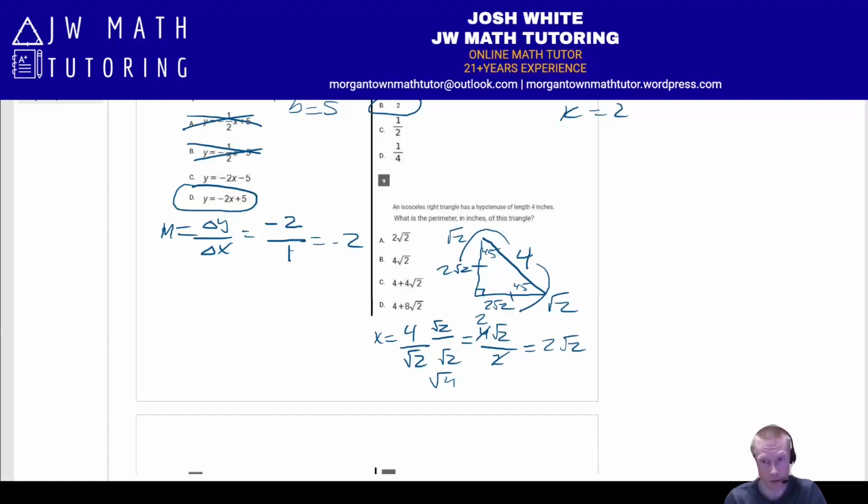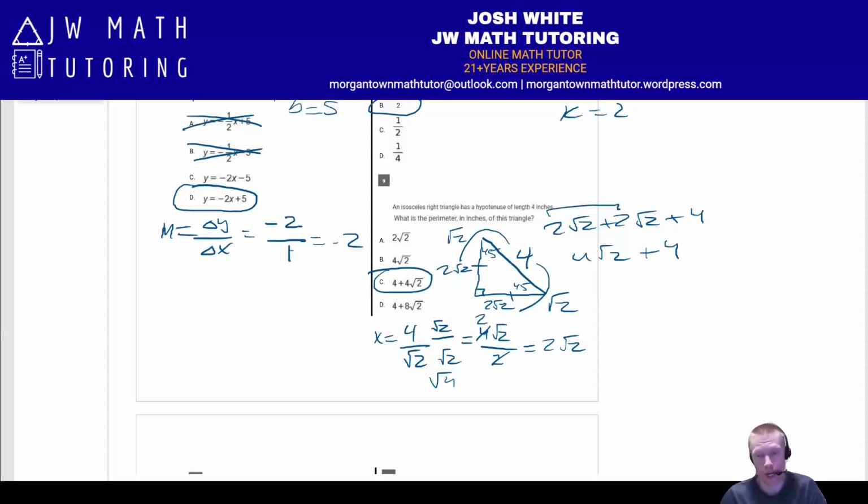I'll show an alternate way you could have gotten these just after I'm done with this. So what's the perimeter now? 2 root 2 plus 2 root 2 plus 4. So that should be 4 root 2. We combine the outer parts, but we don't touch the radical. It's just like if you were adding variables, 2x plus 2x is 4x. It doesn't become 4x squared or something else. Okay, plus 4. So it looks like the correct answer is going to be letter C right here.